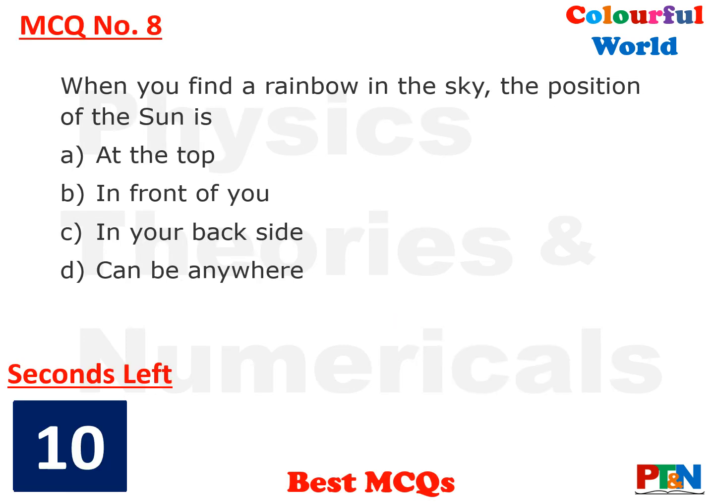Next MCQ. When you find a rainbow in the sky, the position of the sun is at the top, in front of you, in your backside, or it can be anywhere. 10 seconds time for you. Your time starts now.